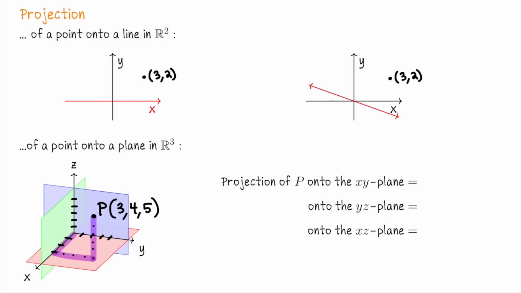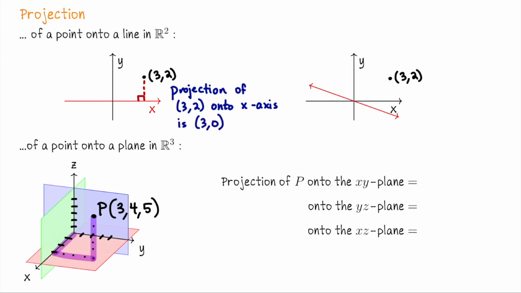So first, let's project a point onto a line in R2. Consider the point 3, 2, and suppose I want to project that onto the x-axis. What does it mean to project this point onto the x-axis? Well, what we're looking for is the point on the x-axis which is closest to the point 3, 2. So to find that, we would just drop straight down in a perpendicular fashion and conclude that the projection of this point onto the x-axis is 3, 0.